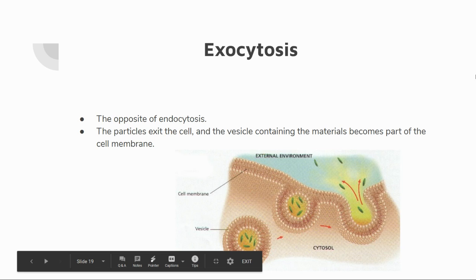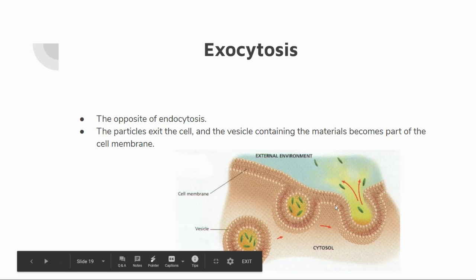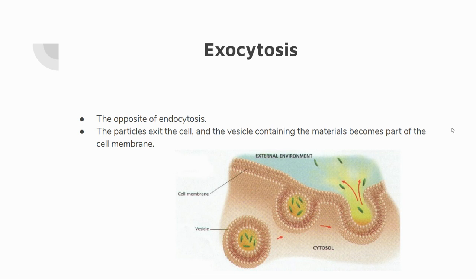The opposite is exocytosis, which is the opposite of endocytosis. Particles exit the cell, and the vesicles containing the material become part of the cell membrane. So while endocytosis is creating those vesicles and pinching them off and sending them into the cell, when the cell releases waste or other type of material, maybe proteins that are made, those are released in vesicles as well, and they go to the cell membrane and they fuse with the cell membrane and open up, and then they become part of the cell membrane. So the cell membrane is continually getting replenished even when endocytosis is using some of it up.